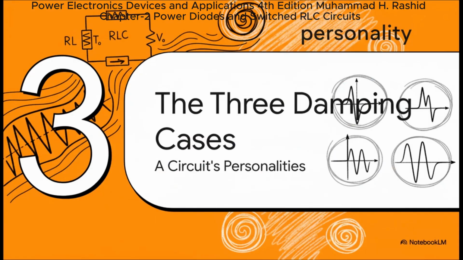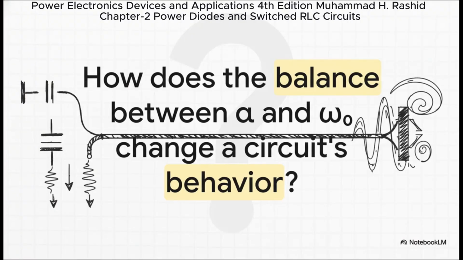Okay, now this is where it gets really interesting. What happens when we compare these two values? When we pit the brakes against the wobble? Well, that relationship gives our circuit one of three totally distinct personalities. So this is the big question, right? It's basically a tug-of-war going on inside the circuit. On one side, you have its natural desire to oscillate, to wobble back and forth. And on the other, you have its tendency to slam on the brakes and dissipate all that energy. Whoever wins this tug-of-war defines how the circuit acts.